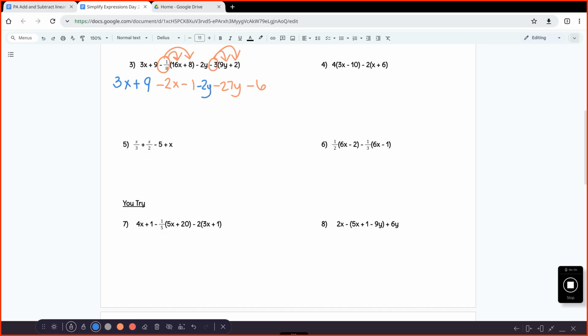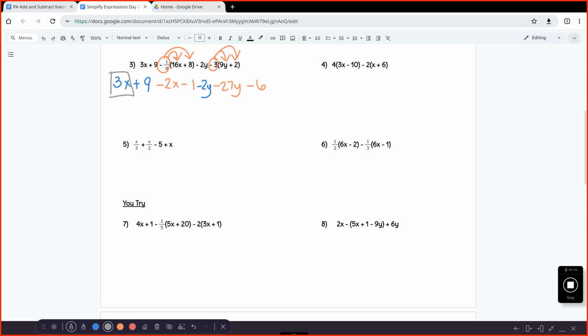And I always at this step go back and make sure that I distributed correctly. So negative 1/8 times 16x is, in fact, negative 2x. Negative 1/8 times 8 is in fact negative 1, and then we go to the other side, negative 3 times 9y, negative 27y, negative 3 times 2 is in fact negative 6. All right, so now we can continue.